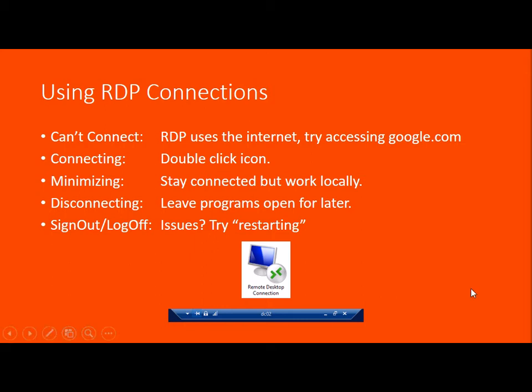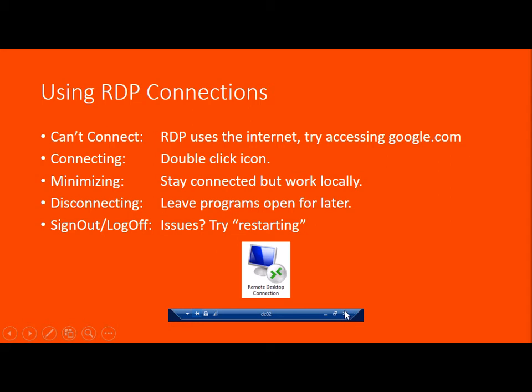For connecting to an RDP connection, usually you'd have an RDP icon on your desktop somewhere. Double click on that and it should log you in. Once you're into your session, you can minimize it by using the little minimize button on the blue bar at the top. You can also disconnect by clicking the little cross and closing the connection.